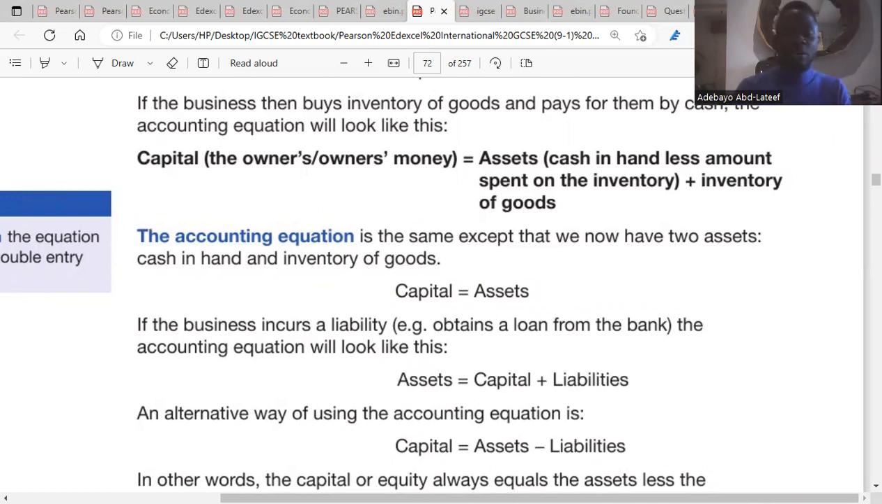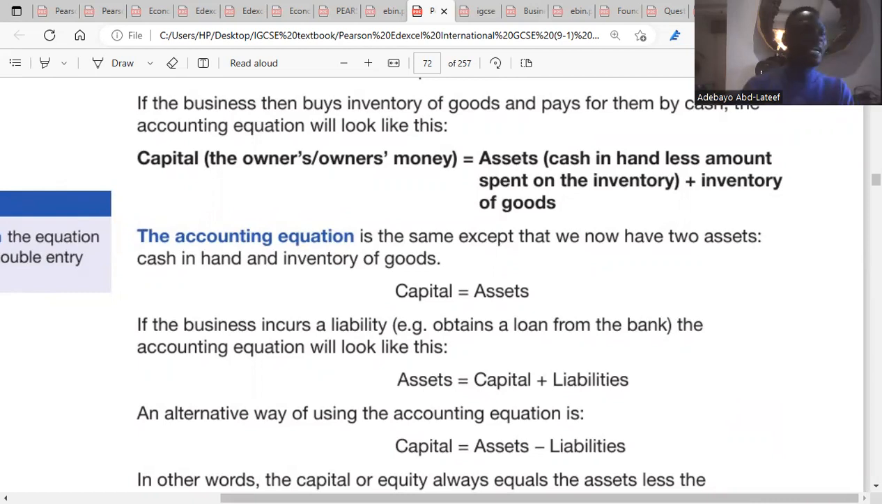So here they said, if the business incurs a liability, for example, obtains a loan from the bank, the accounting equation will look like this: asset equals capital plus liability, which is still the same as capital equals asset minus liability. At this point in time, the business asset is still intact. The capital is still there. Now it has included liabilities.